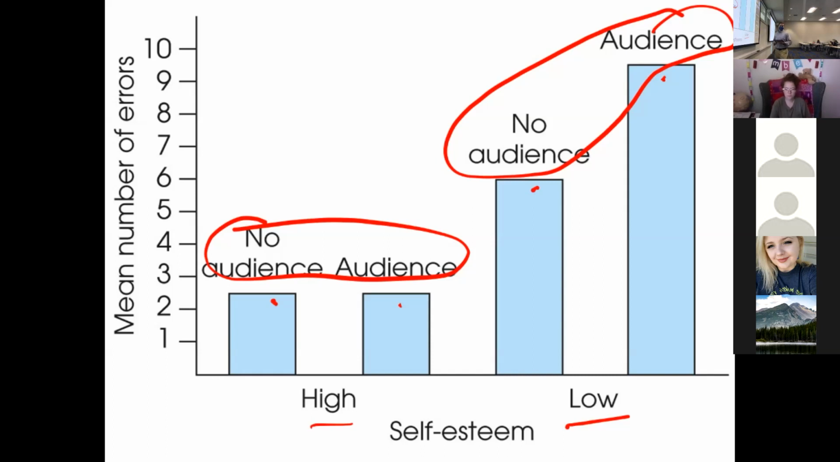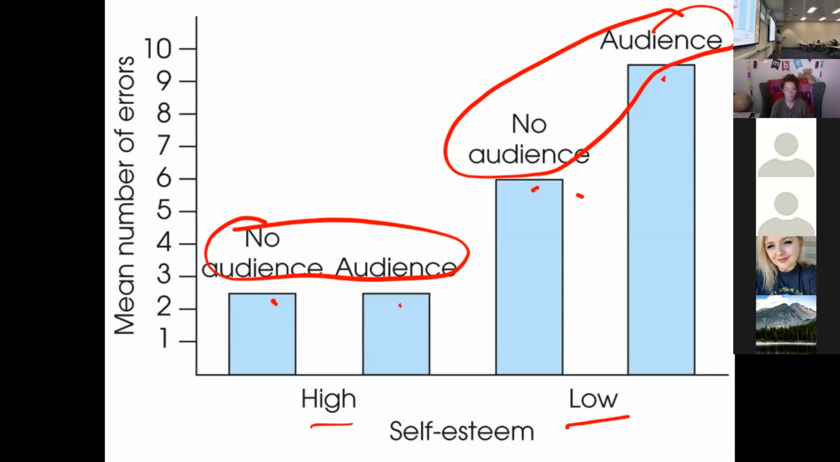But in reality, it's not just the fact that an audience increases the number of errors. That does what we call interact with one's self-esteem, right? So for those with high self-esteem, having an audience doesn't matter, right? There's no effect whatsoever. If you have high self-esteem, talking in front of 1,000 people doesn't matter. However, if you have low self-esteem, you have a much bigger effect, or even an effect, for audience.